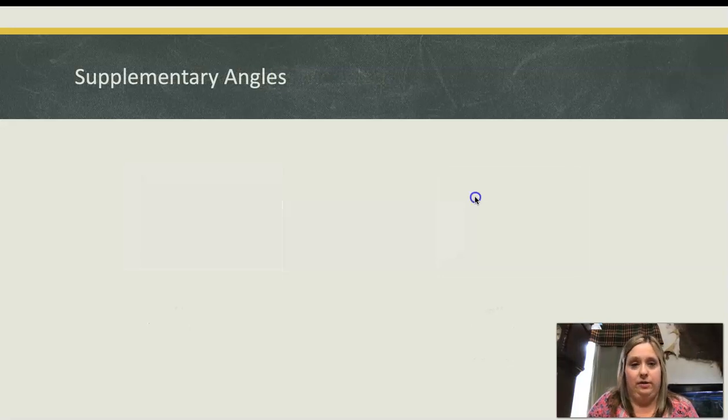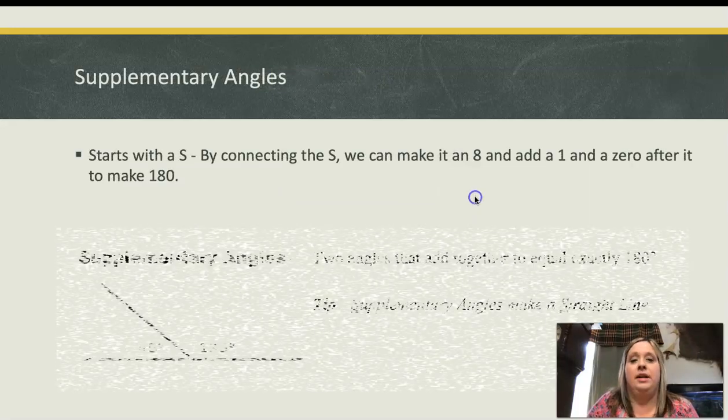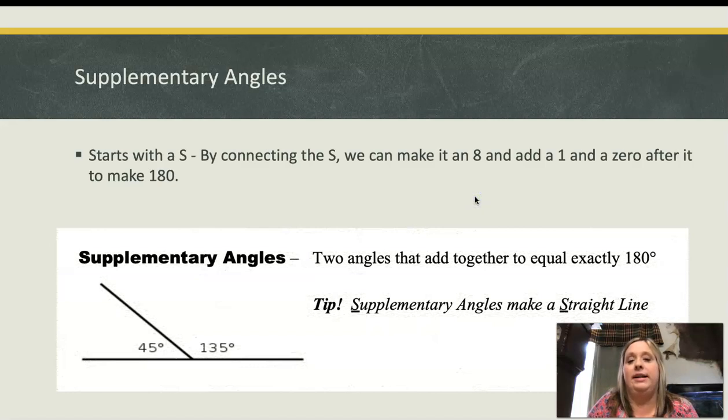So supplementary angles are next. Supplementary starts with s. By connecting the s, we can make it an 8 and add a 1 and a 0 after it to make it 180. So two angles that add together to exactly 180. And then supplementary angles also make a straight line. So like I said, you have an s, and if you just connect the s, it makes it an 8, kind of like right here. If we added a 1 and a 0 to it, we know that it's 180.